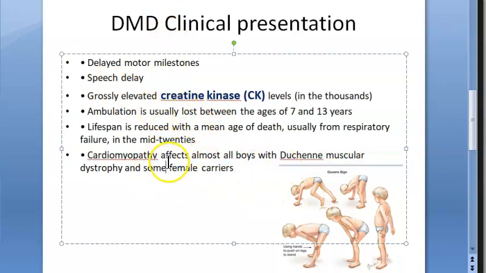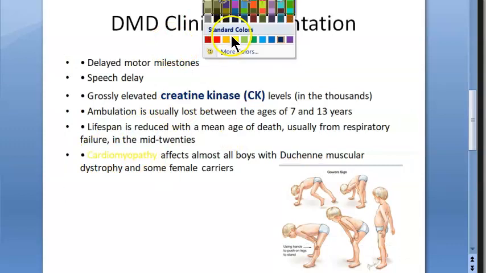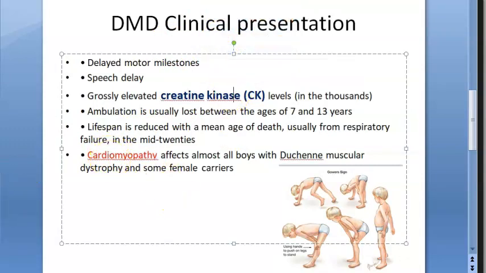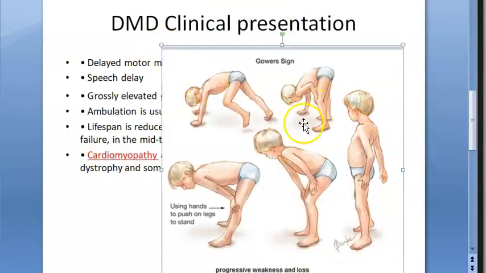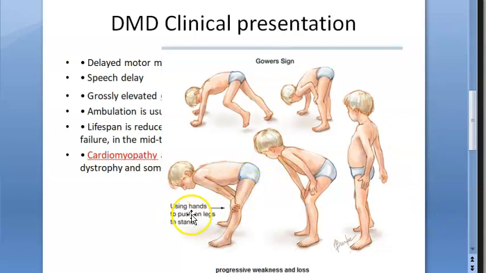Okay, so now you got all what I was trying to say, right? So even the heart is affected because the heart is a muscle, isn't it? Cardiomyopathy. Okay, what else? That's all we wanted to say, people. This is the Gowers sign. You can see how the child is trying to grow up, to stand up. This is Gowers' sign. So he will use hands to push on legs to stand.